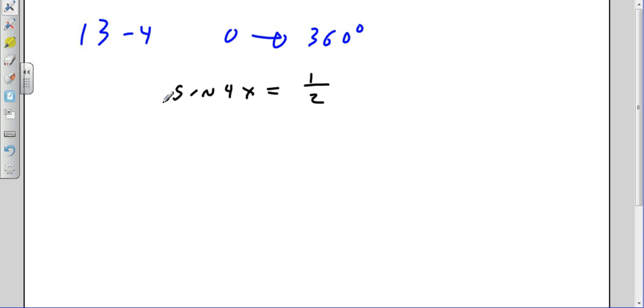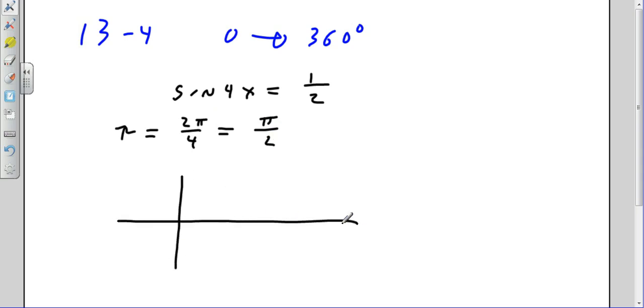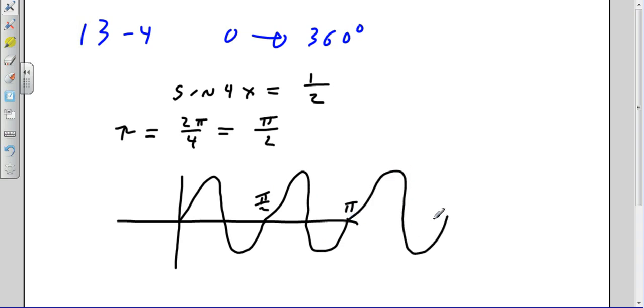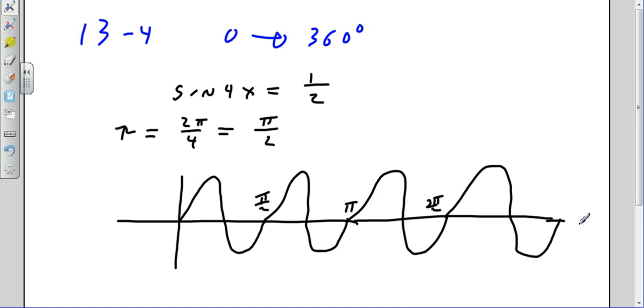Now the amplitude is 1, and the period of this function is 2 pi over 4, which is going to be pi over 2. So every 90 degrees this guy repeats. I draw the function, I go up, I go down, I come back, I'm at pi over 2. I go up, I go down, I come back, I'm at pi. Again I'm at 3 pi over 2, and again I'm now at 2 pi, which is 360 degrees.